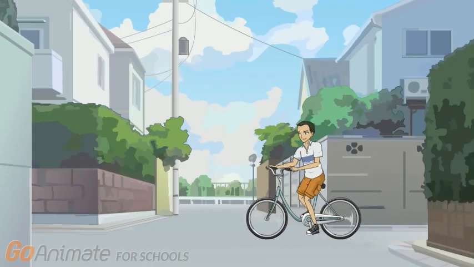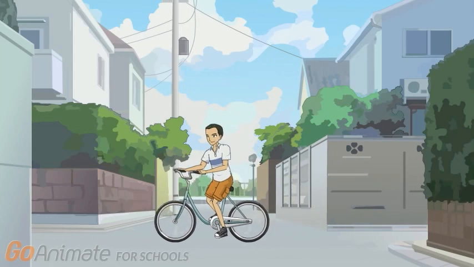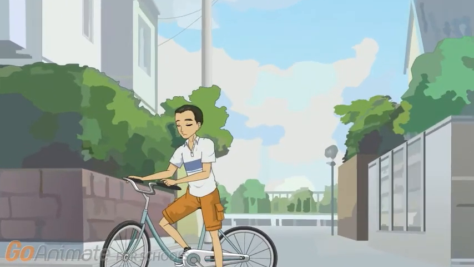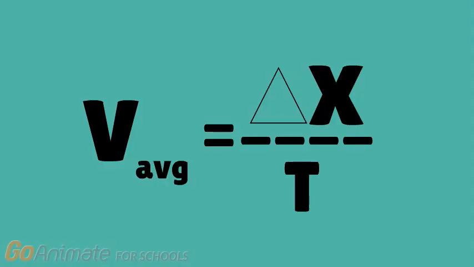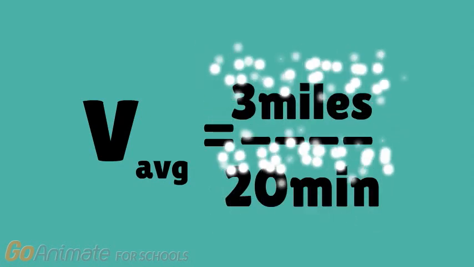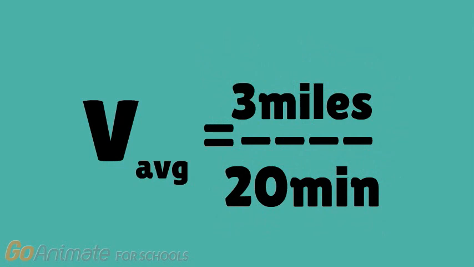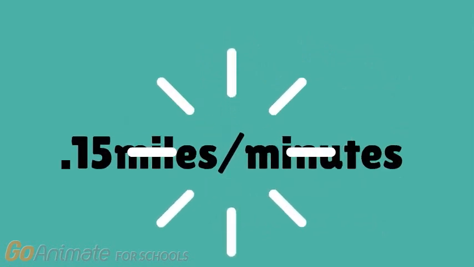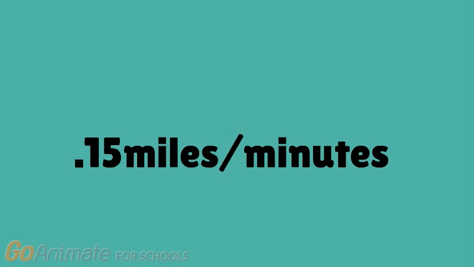To find out the average velocity that Mark needed to go in to get to school in 20 minutes, he needed to set up an equation in his mind. The equation is average velocity equals change in position over time. So that means the equation will be average velocity equals 3 miles over 20 minutes. This will turn out to be 0.15 miles over minutes.